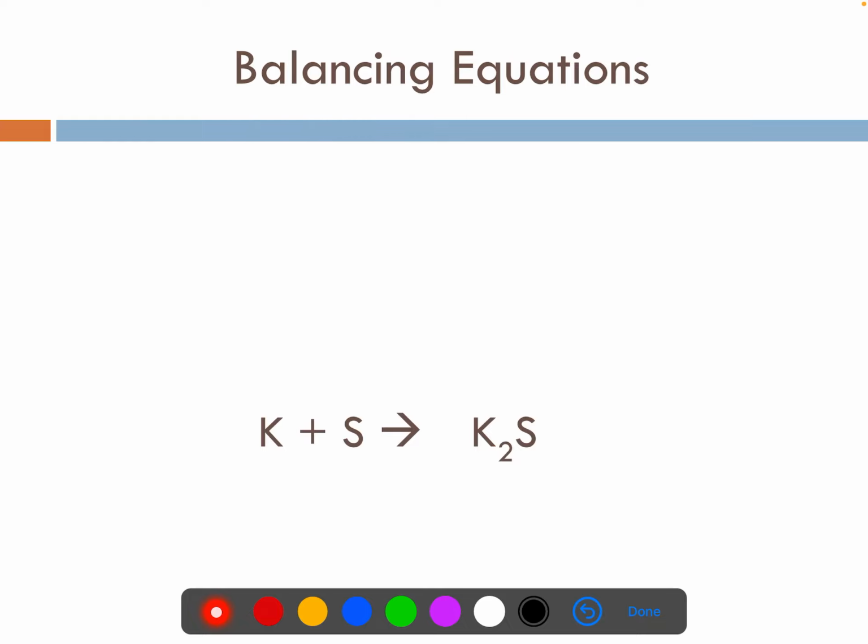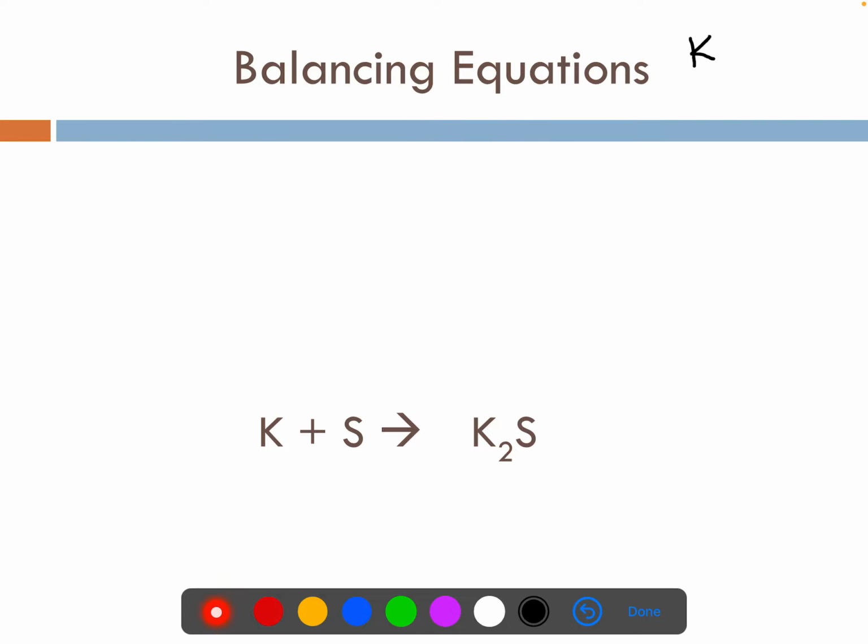So let's take a look at this. Potassium plus sulfur yields K2S. Now, you might be asking yourself right away, why did she say K plus S equals K2S? Why didn't she just say K plus S equals KS?